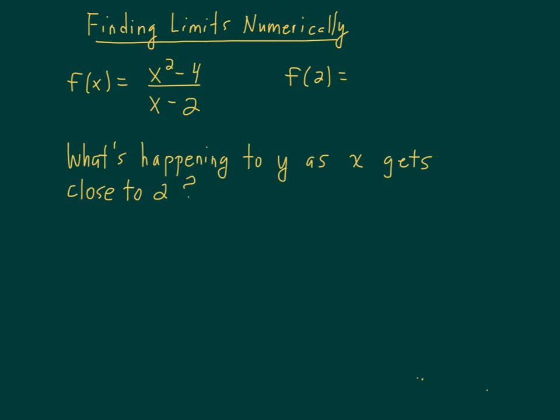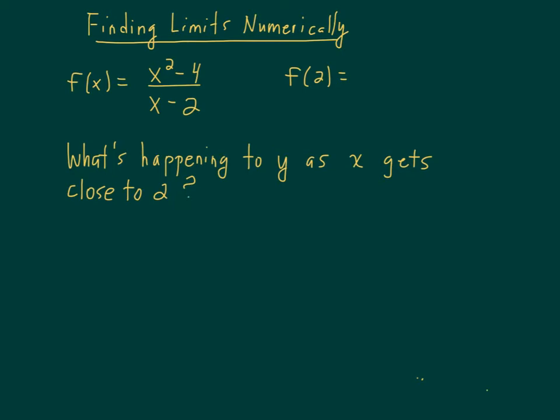Okay, we're going to look at finding limits numerically. So first, let's suppose we have the function f of x equals x squared minus 4 over x minus 2, and suppose we try to find f of 2. Well, if you plug 2 into this function, we don't get a real number. Notice it is undefined because there's going to be a 0 in the denominator.